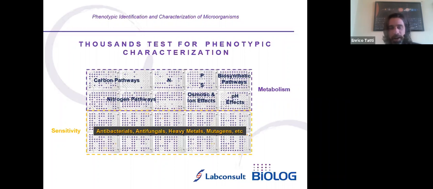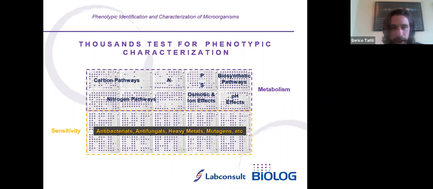The transition was actually very smooth, because already we were characterizing in a way at the same time that we were identifying, as I told you earlier, meaning that we were finding out biological features of our bacteria, yeast, and fungi. So all that we did to get into the high throughput phenotypic characterization was to expand the array of microplates, meaning that beyond plates that test carbon sources, we have plates that test nitrogen sources, phosphorus and sulfur, or pH and different osmotic conditions, antimicrobials for sensitivity, antifungals, heavy metals, mutagens, and so on. So we expanded all the possible tests from 95 to almost 2000.